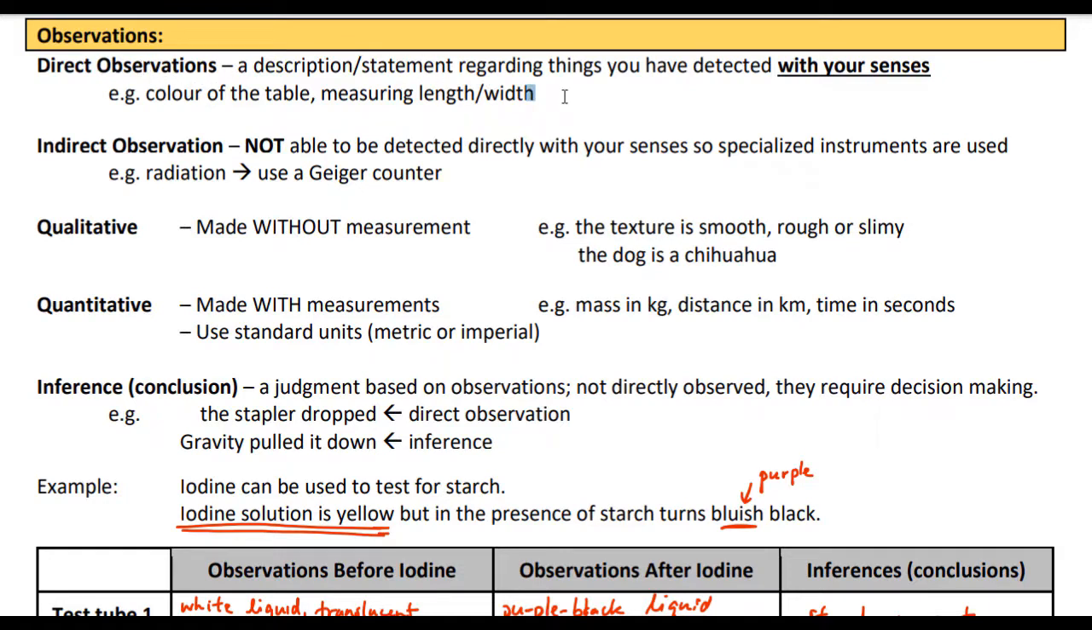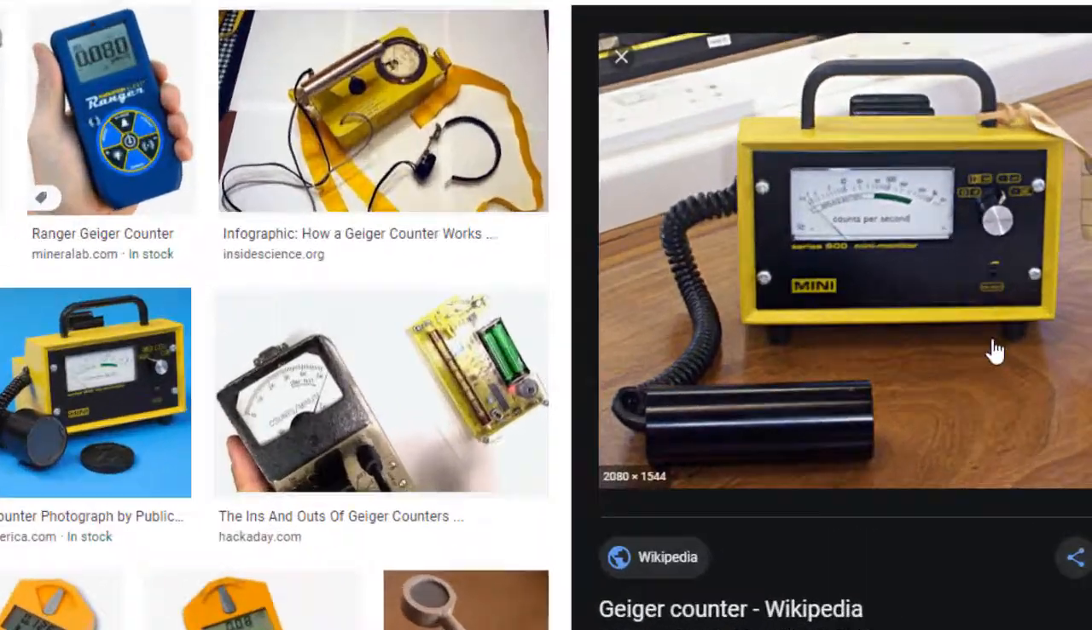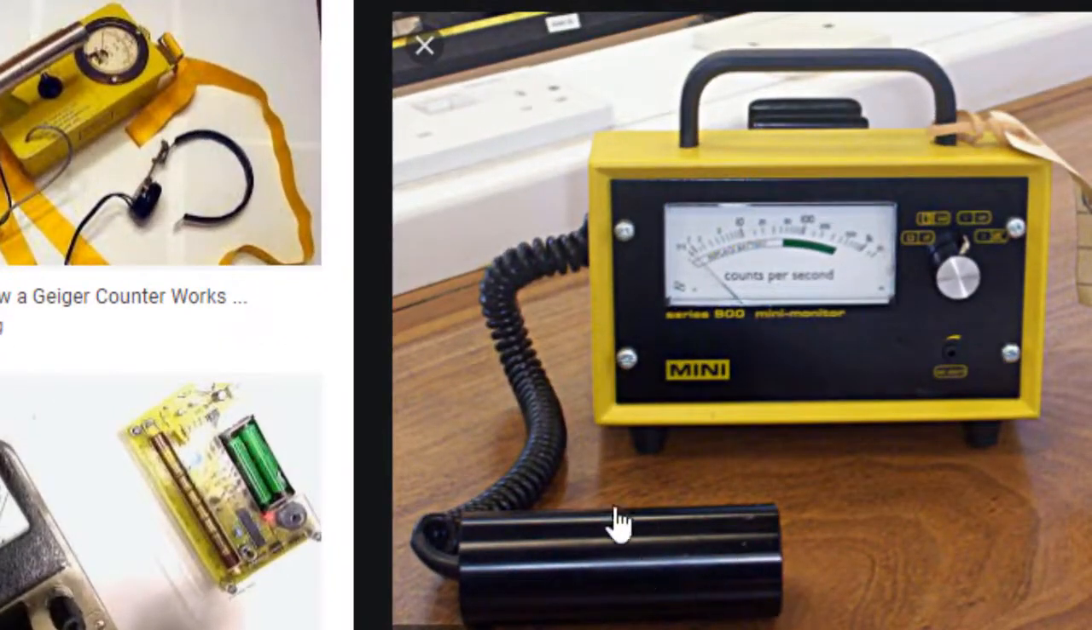Maybe you were trying to detect radiation though. Now, radiation you can't see with your eyeballs. You can't feel it on your skin necessarily, unless it's something like heat. You can feel heat. But maybe you didn't directly detect it yourself, so you used some kind of instrument, something like a Geiger counter. A whole bunch of different Geiger counters here. Basically, this little black part here is a detector, and the detector can pick up radiation.